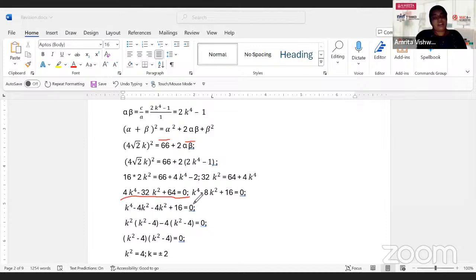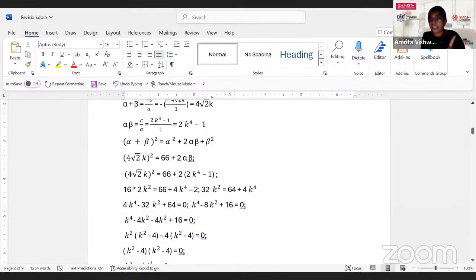4 is common here, so I have rewritten the equation as k raised to 4 minus 8 k square plus 16 equal to 0. Now I need to solve it. So I've written minus 4 k square minus 4 k square, and I got the answer k square is equal to 4. If k square is equal to 4, k equals plus or minus 2. I hope up to this it's clear to all of you.